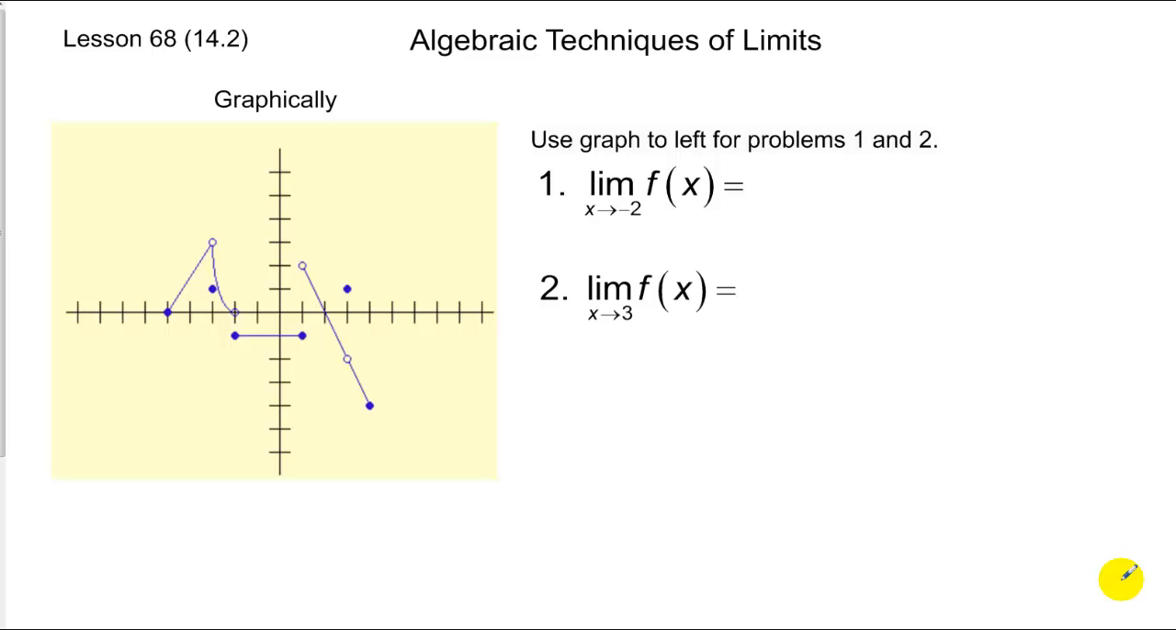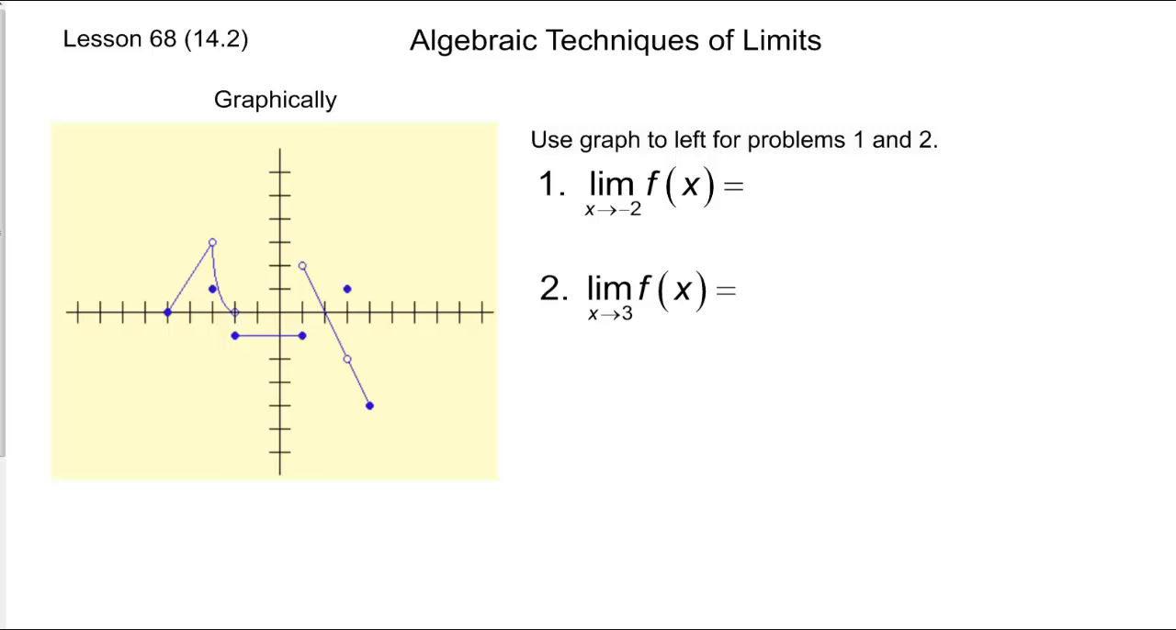Today we talk about the algebraic techniques of finding limits, but let's quickly review our graphical method of finding a limit. Once again, the concept of a limit is: as x gets close to a certain number, what does y get close to? So in this case, we're going to look at this function over to the left and find the limit as x goes to -2.